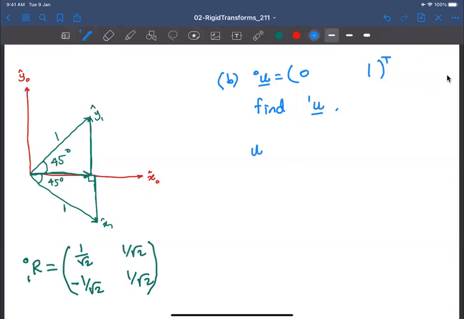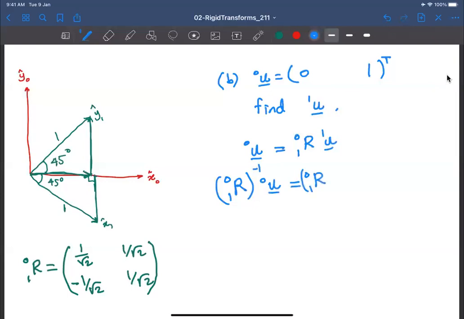So u in 0 is equal to R1 to 0 into u in 1, okay? But we would like to know actually u in 1, not u in 0. So what do we do? We pre-multiply both sides by the inverse of this matrix, which is the rotation matrix. So I multiply this side by R1 to 0 inverse, and then this is the remaining part of the left-hand side.